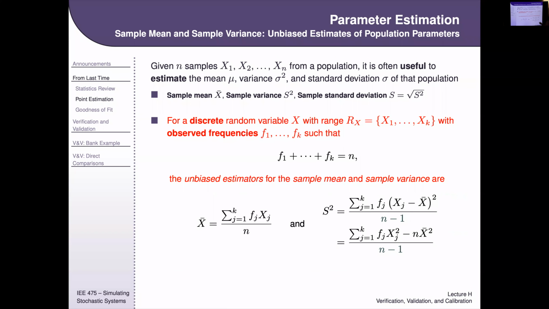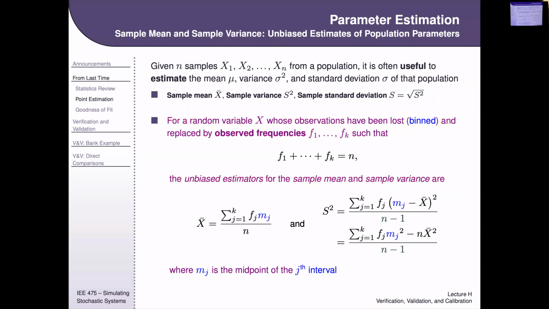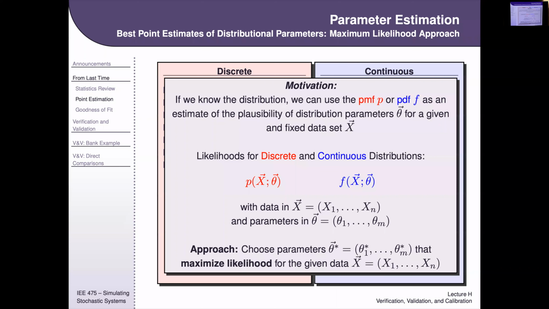You can do the same thing with discrete random variables, but the formula changes a little bit. You take every outcome, and you multiply it by how frequent it occurred, and you divide that by the total number of samples. Similarly for the variance calculation. And if I just give you a histogram of continuous data, you pretend like it's discrete, and you use the midpoint of every bin of the histogram as your discrete outcome, multiplied by the frequency of that bin, and that's how you calculate the sample mean. Same thing with the variance.